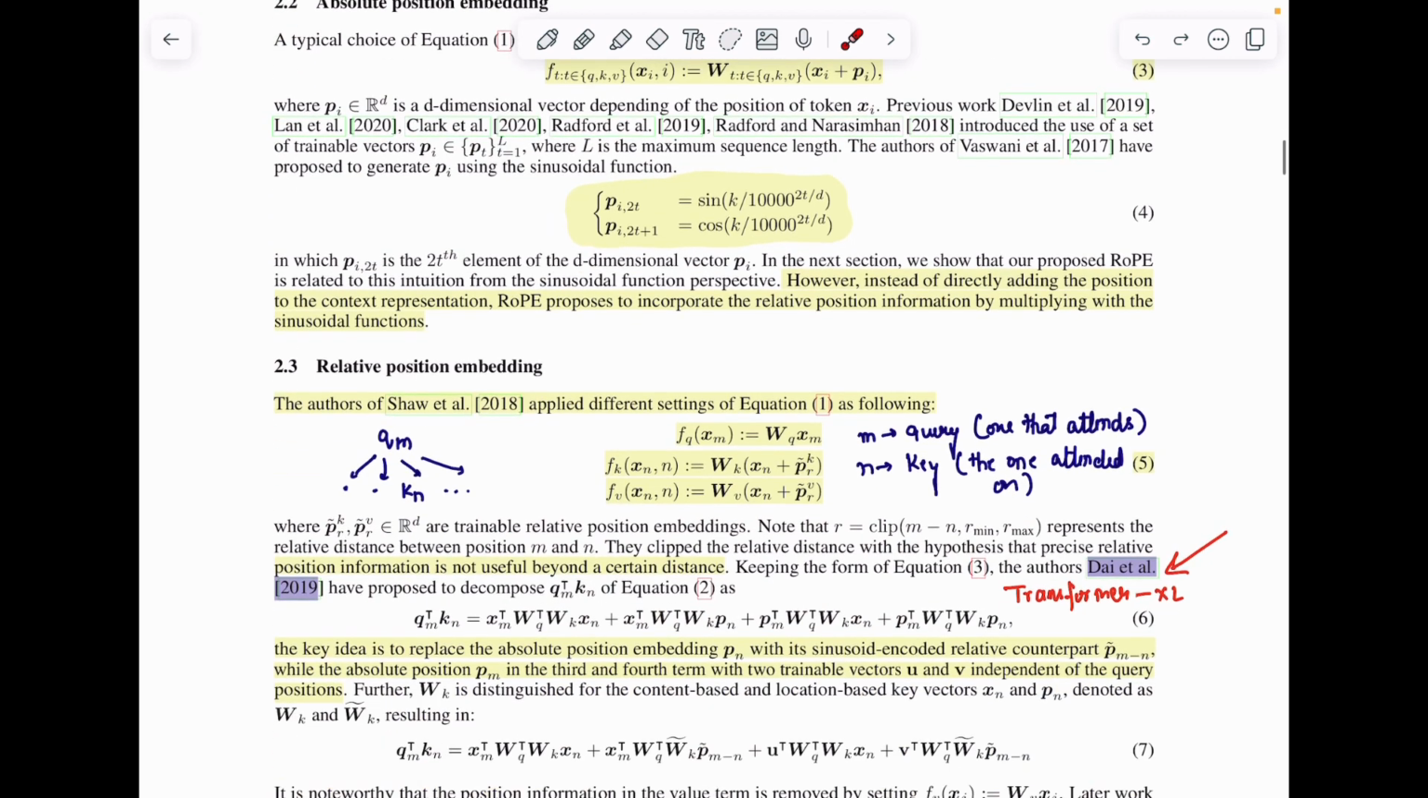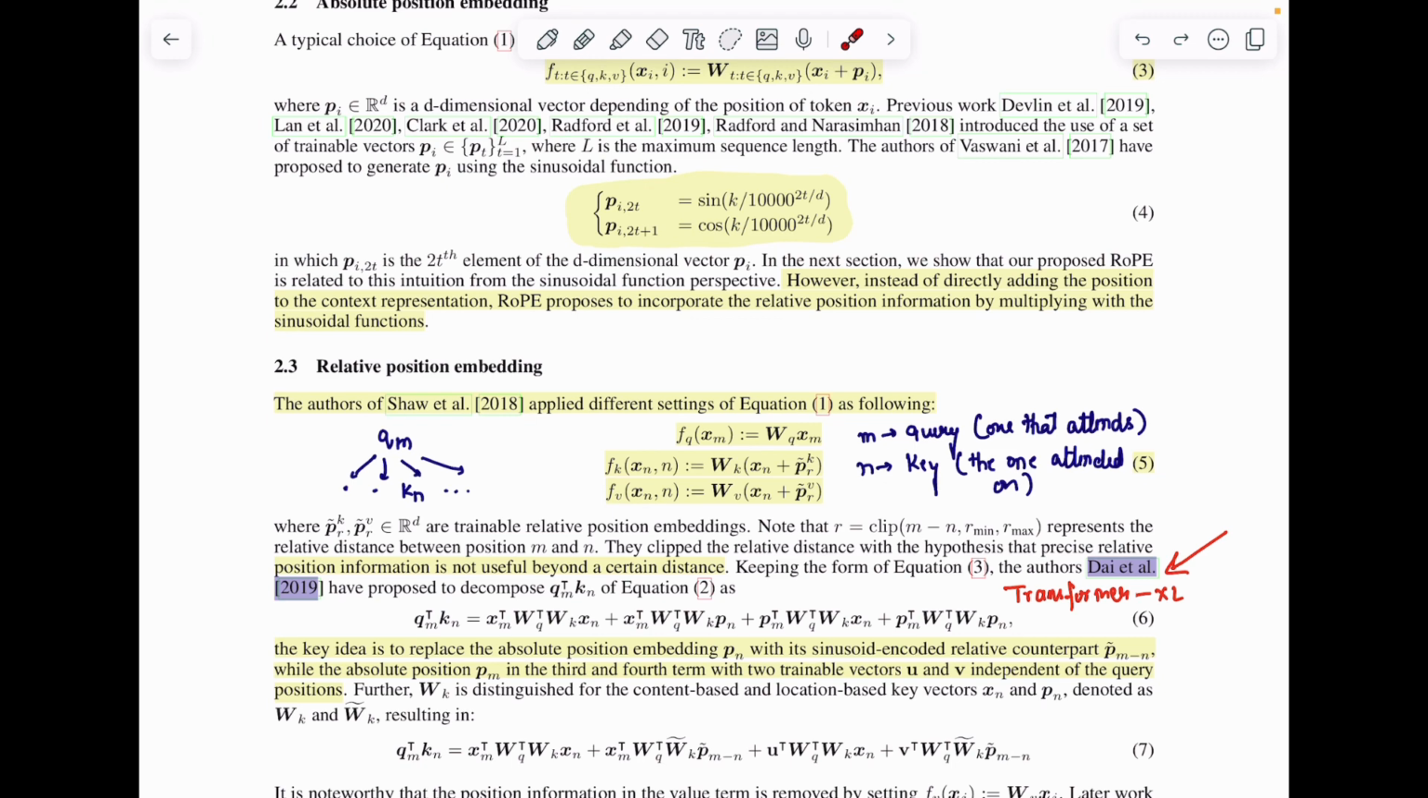Okay. Yesterday we saw that there is something called relative positional embeddings, and in the case of relative positional embeddings, what you want to do is capture how far the key is from the query, or the value is from the query, rather than having fixed positional encodings for each of the positions, right?